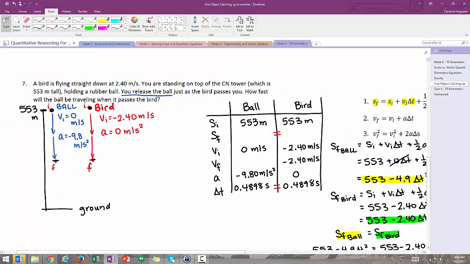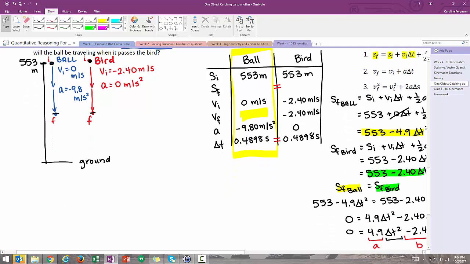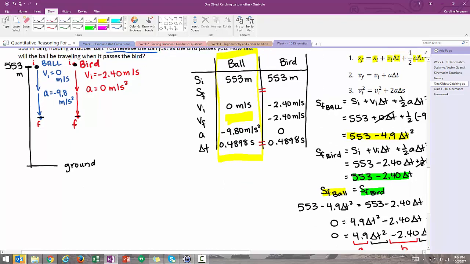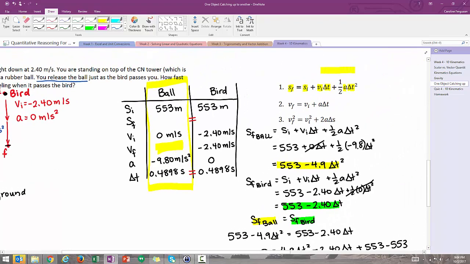So let's see what the question's asking us. It says, how fast will the ball be traveling when it passes the bird? So now we're just looking at the equations for the ball, and we're looking to find out how fast the ball will be traveling. What we're really looking for here is the final velocity of the ball when it passes the bird. But now we know what the time is, so we can just use that time in one of our formulas. So we'll take a look again at these formulas right here. Which of the formulas would we use? For the ball, we know the initial position, we know the initial velocity, we're looking for the final velocity, we know the acceleration, and we know the time.